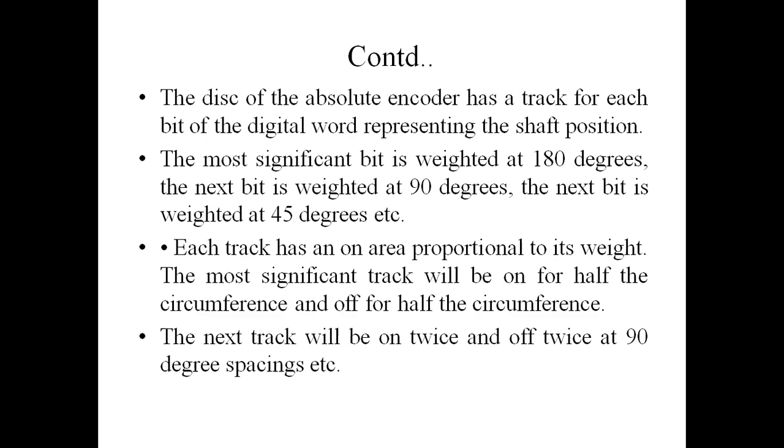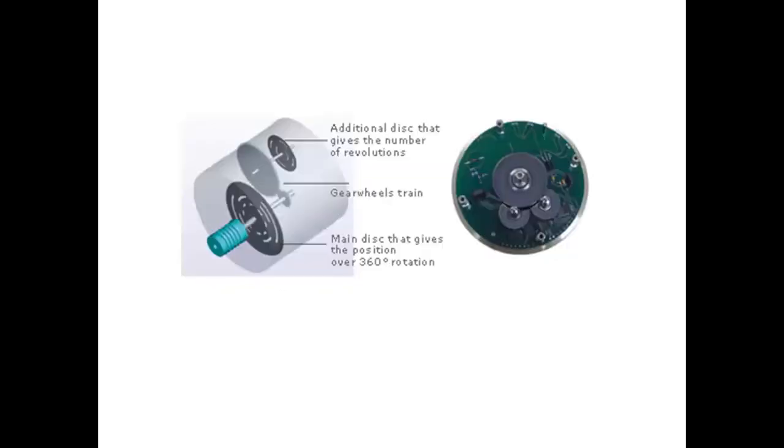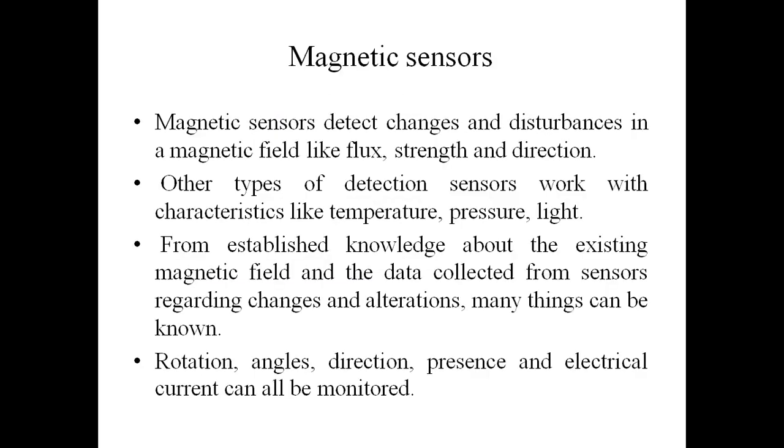Similarly, the disk of the absolute encoder has a track for each bit of the digital word representing the shaft position. The most significant bit is weighted at 180 degrees, the next bit at 90 degrees, and the next bit at 45 degrees. Each track has an area proportional to its size. The most significant track will be on for half the circumference and off for half the circumference. The next track will be on twice and off twice at 90 degree spacing. We will have an additional disk that gives the number of revolutions. It consists of a gear wheel train, and a main disk that gives the position over a 360 degree rotation. So this is about the absolute encoder, and this is about the encoder.